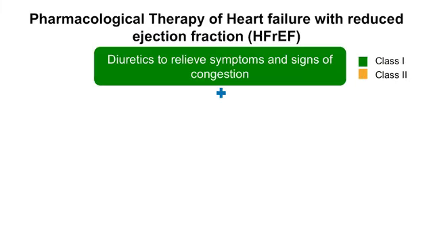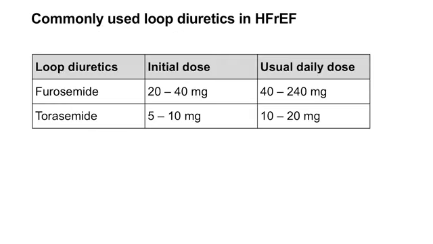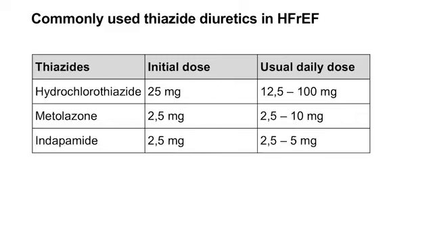First of all, it starts with diuretics for symptom relief and to reduce signs of congestion. Commonly used are loop diuretics, furosemide and torsemide, which have certain initial doses and usually daily doses that can be used in the patients to control the symptoms in heart failure.